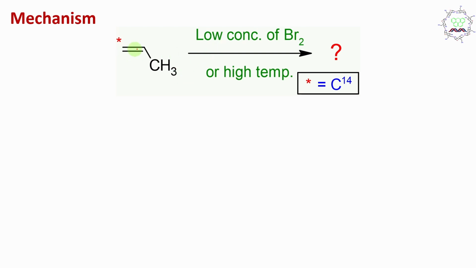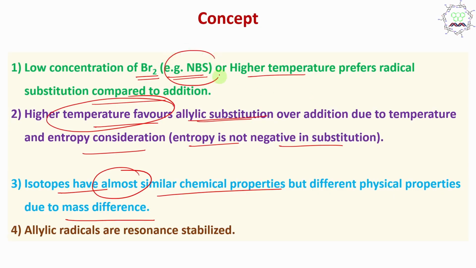What happens? If you look here, this is your alkene. Now, low concentration of bromine we can get from a reagent like NBS. This is N-bromo. In this reagent, a very small amount of HBr is also present. If you look at this bromine, it is delta positive, and in HBr, this Br is delta negative. If these two parts combine, it produces a Br2 molecule, but in a very small amount, or you can use higher temperature. So how does higher temperature prefer it?